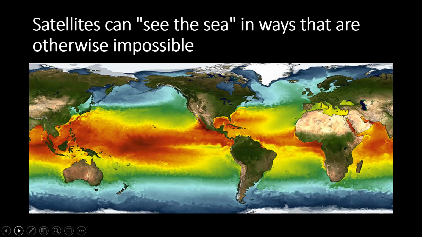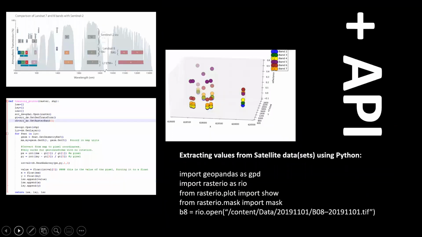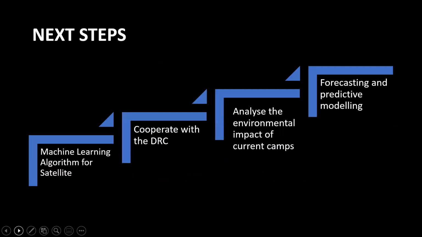Satellite imagery is open source, easy to download, and has a data extraction function in combination with an API. Using simple scripts such as the ones shown here, we can soon start training the algorithm using the data available via the satellites. To validate the results of the algorithm, we need the data from the DRC. Thus, we would like to partner up with them.